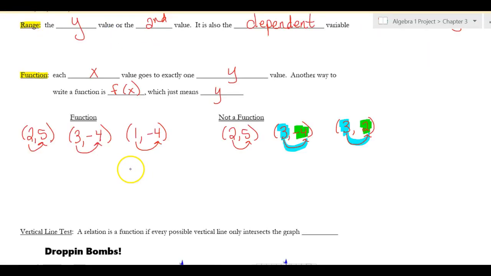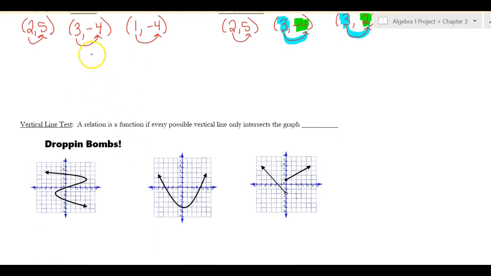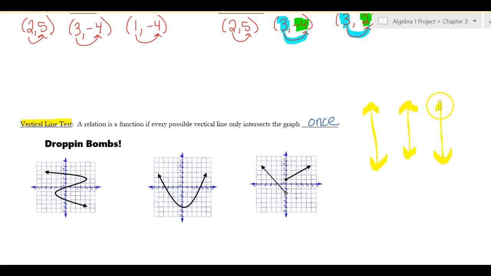Okay, so another way that you can find out if something is a function, it's called vertical line test. A relation is a function if every vertical line only intersects the graph once. So if I have a vertical line, and remember vertical goes this way. So what happens is I'll draw a bunch of different vertical lines, and if it only touches the graph once, then you're good. I like to call it dropping bombs, because if you think about bombs, bombs drop from the sky. We do not have high-tech bombs. We have very low-tech bombs. They drop vertically down, and they only blow up once.